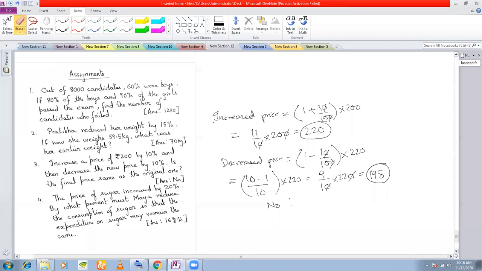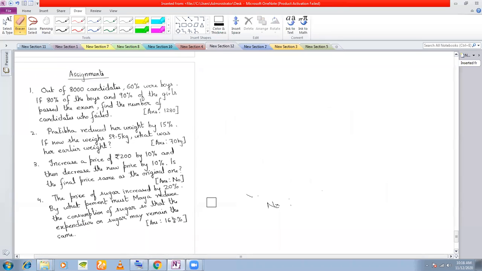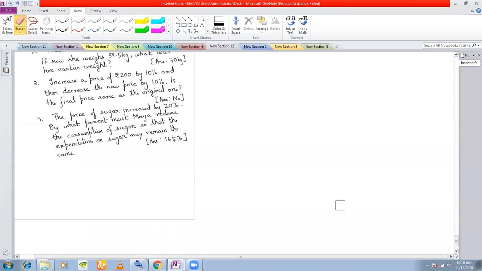Next and the last problem, very important problem also. Please be very careful while solving this problem. The question here is the price of sugar increases by 20%. By what percent should Maya reduce the consumption of sugar so that the expenditure on sugar may remain the same?